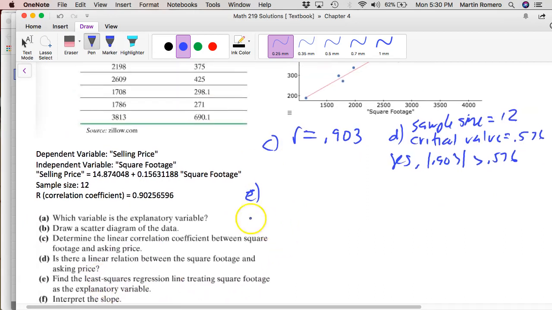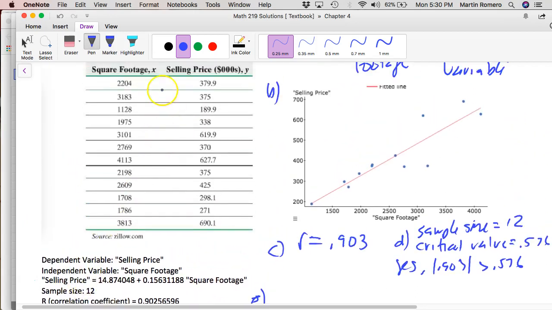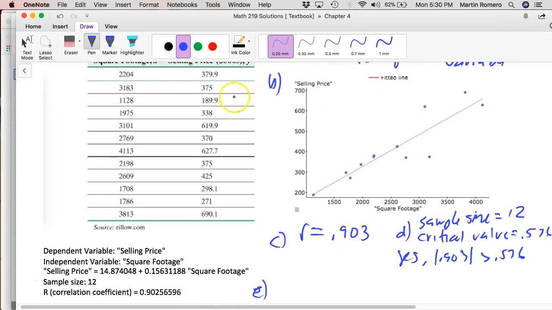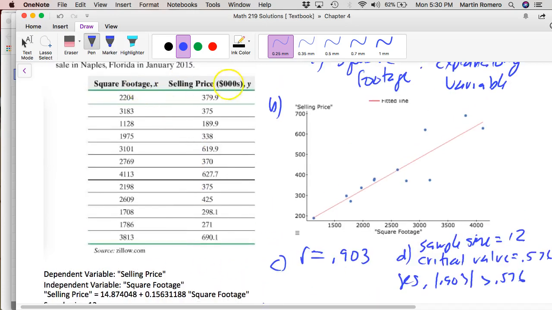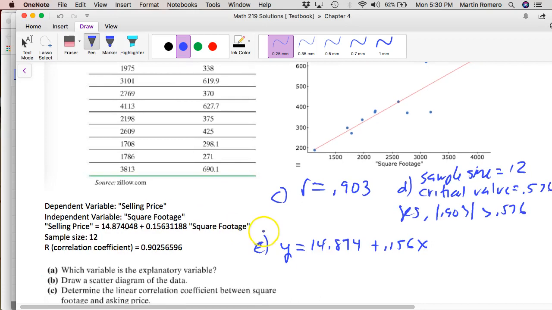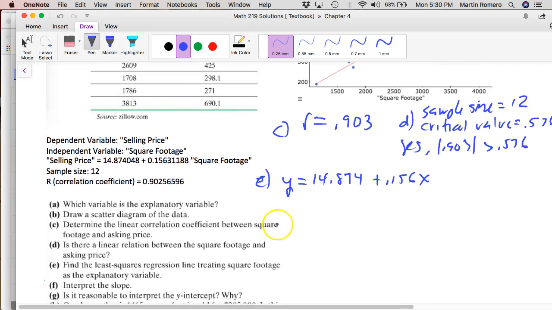find the least squares regression equation. There it is right here. X is square footage, Y is selling price. So you get Y is equal to 14.874 plus 0.156x, and I'm using for X and Y. I'm getting them from right here. That's the equation. That's E.